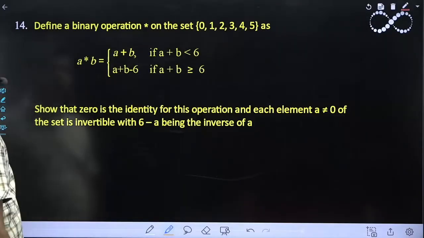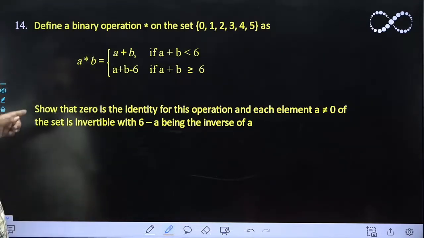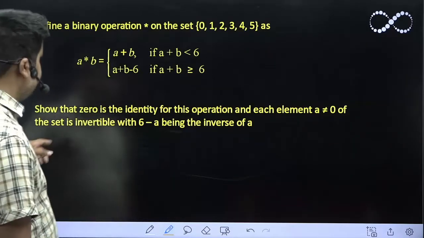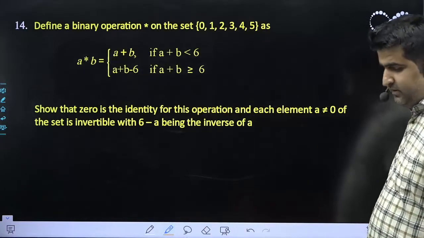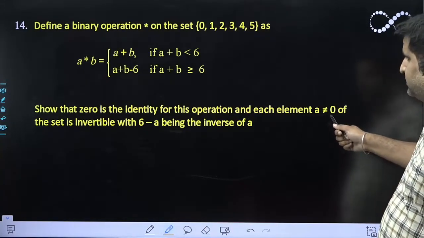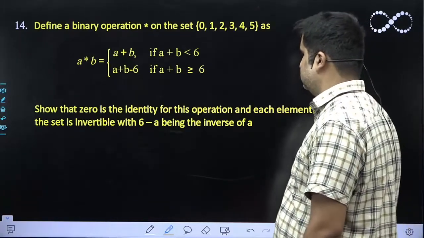Define a binary operation star on the set 0 to 5 as A star B is A plus B if A plus B is less than 6, and A plus B minus 6 if A plus B is greater than or equal to 6. Show that 0 is the identity element for this operation and each element A not equal to 0 of the set is invertible with 6 minus A being the inverse.